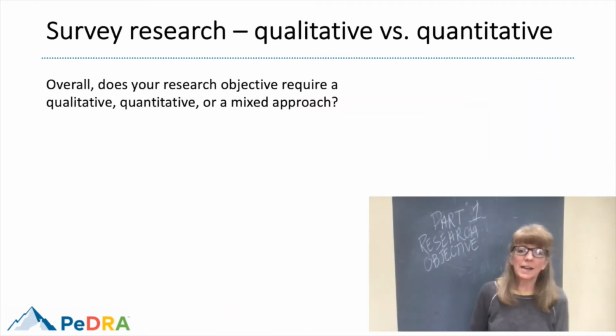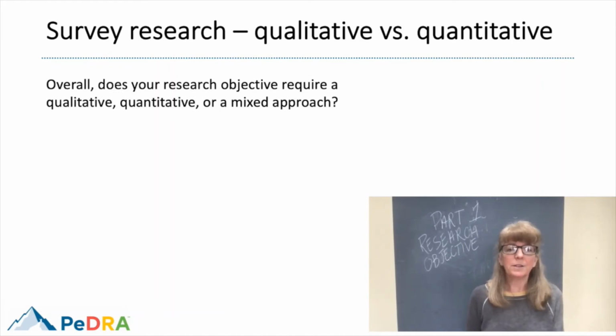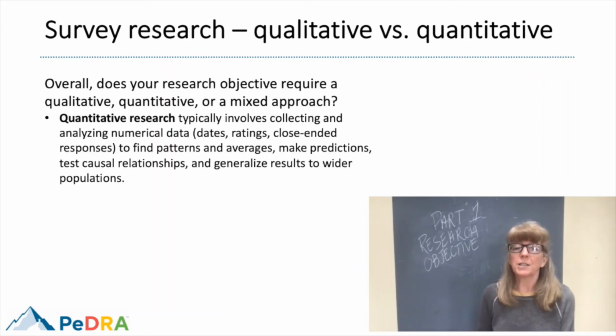As you are working with your team in defining the objective, consider to what extent your research is qualitative versus quantitative, or a mix of both. As a reminder, quantitative research typically involves collecting and analyzing numerical data, such as dates, ratings, close-ended questions. And you're doing this to find patterns and averages, making predictions.